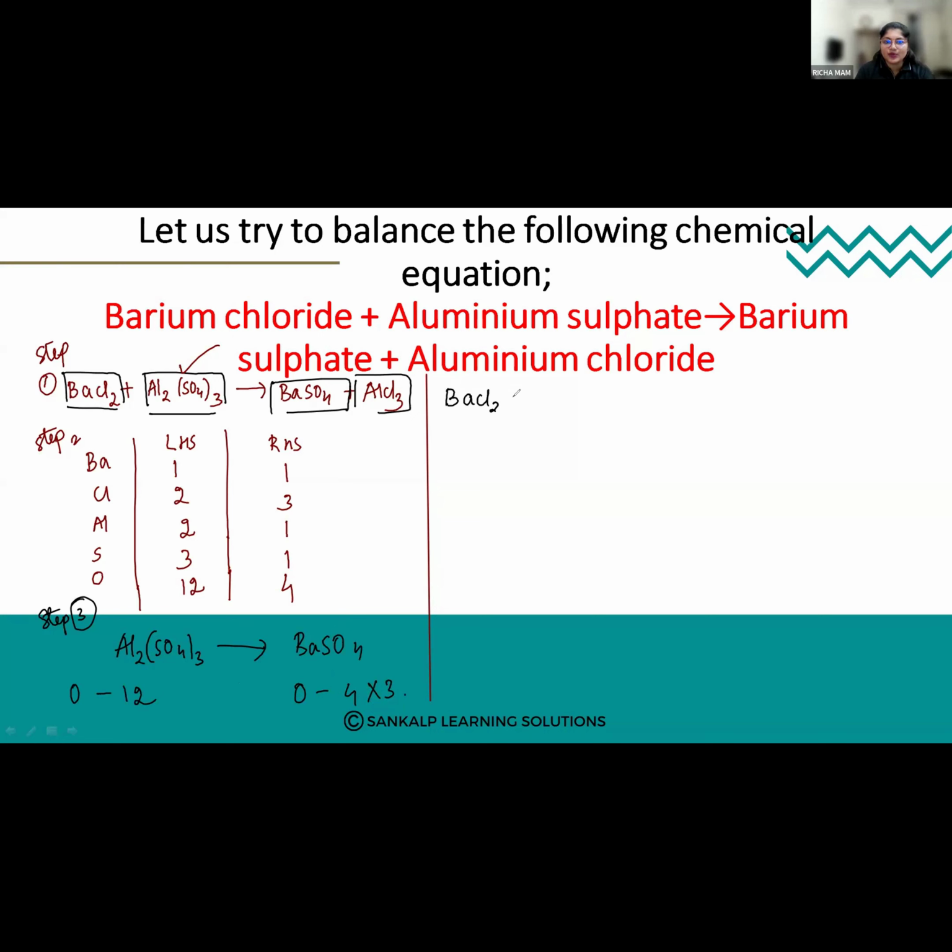It is barium chloride plus Al2(SO4)3 giving you 3 BaSO4 plus AlCl3. Okay. Now, next step is what? After this, I have to balance what? Now, hydrogen atoms are not here. So, let us balance the chlorine atoms. So, step 4, balance chlorine atoms.